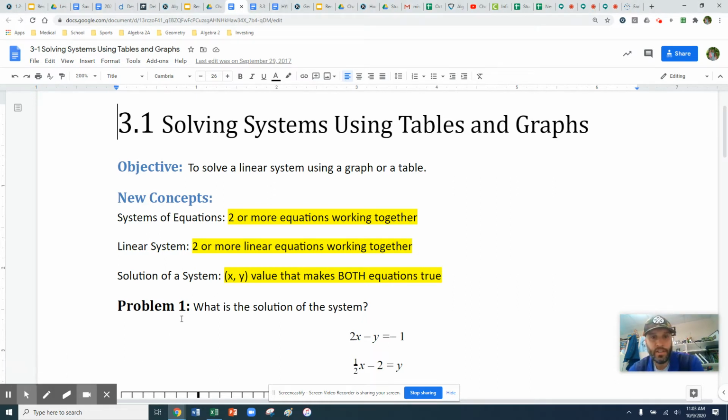Our goal today is to solve a linear system using a graph or a table, and we're also going to be using our calculator and a function called intersect to also solve these systems of equations.